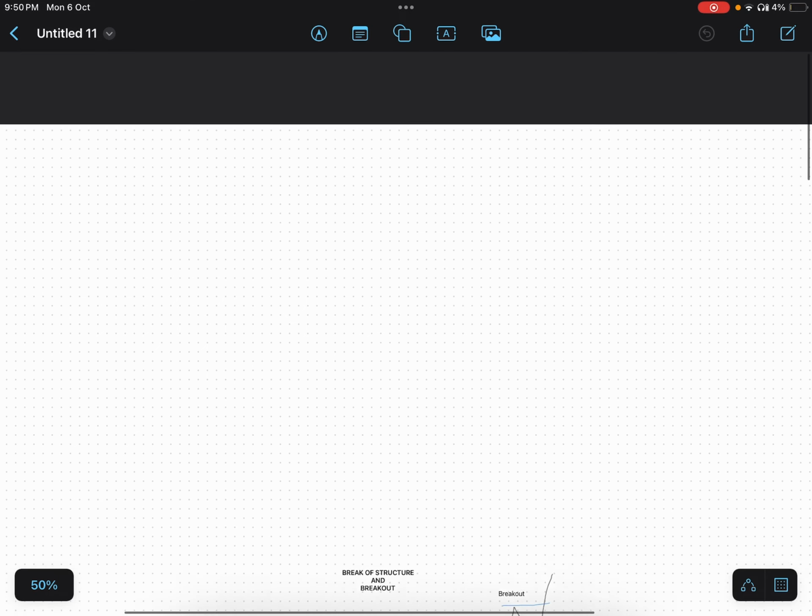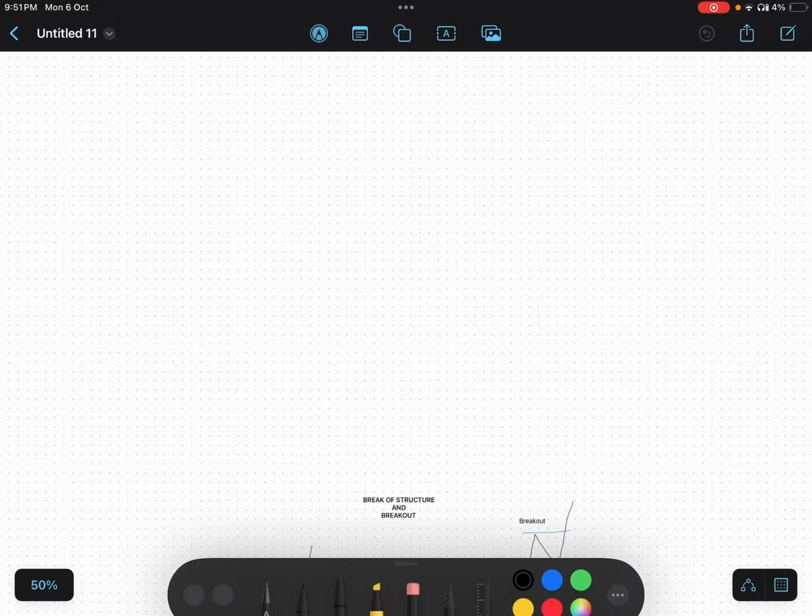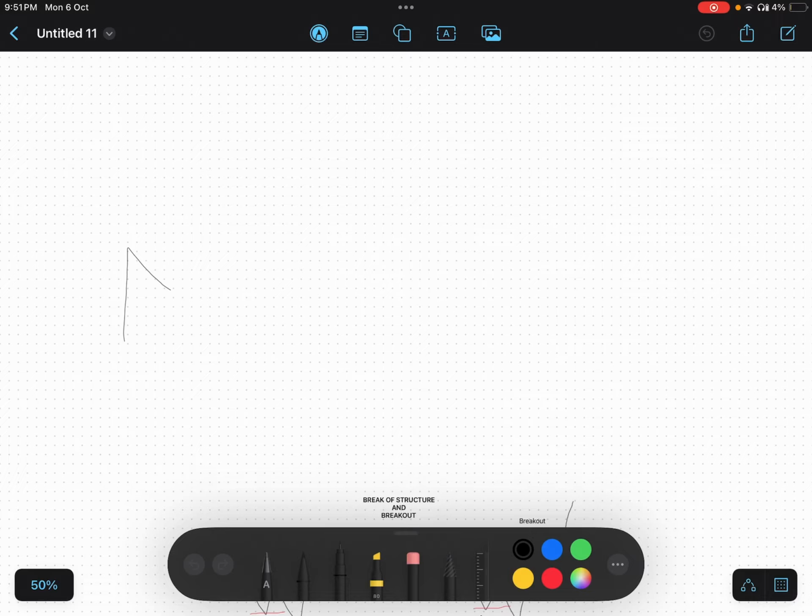So other than that, you need to understand about the breakout structure. What is a breakout structure? What is a sweep? You need to understand the topic. Okay. So whenever you have a break to the upside, what we call a breakout, right? We call this one a breakout.